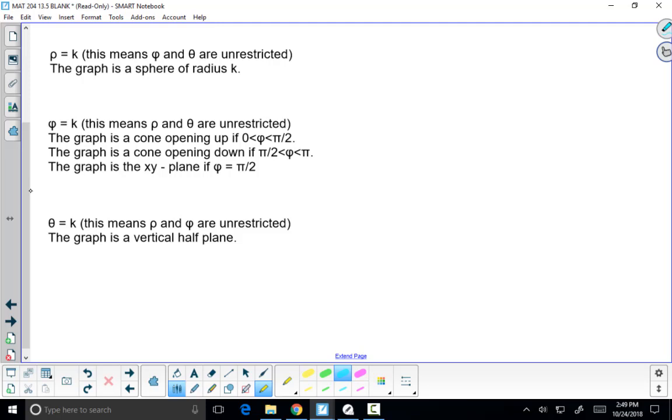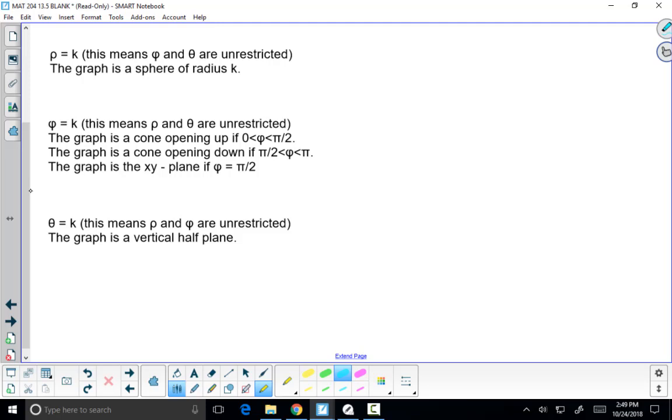If phi is pi over 2, what do we get? A plane. If we rotate pi over 2 and then let rho be anything, that means we can go as far out as we want, and let theta be anything between 0 and 2 pi, we'll get the full xy plane for phi equals pi over 2. Now, if we go greater than pi over 2, so we're going to rotate greater than pi over 2, but less than pi, and we rotate that around, we're going to get a cone that's opening down.